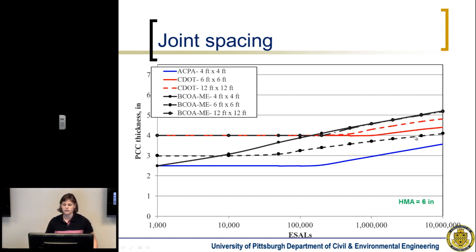So for the 6x6, you'll see the thickness here, and then the 4x4 thickness would be up here for the BCOA-ME, and again that reflects the load being applied directly on the longitudinal joint. And also when you increase the slab size from 6x6 to 12x12, of course you're going to need to increase the overlay thickness as well, because with that much of a significant increase in joint spacing, your curling stresses become more dominating.